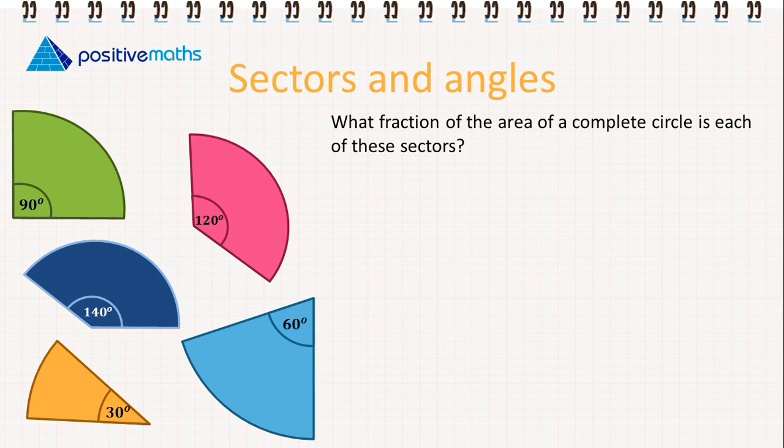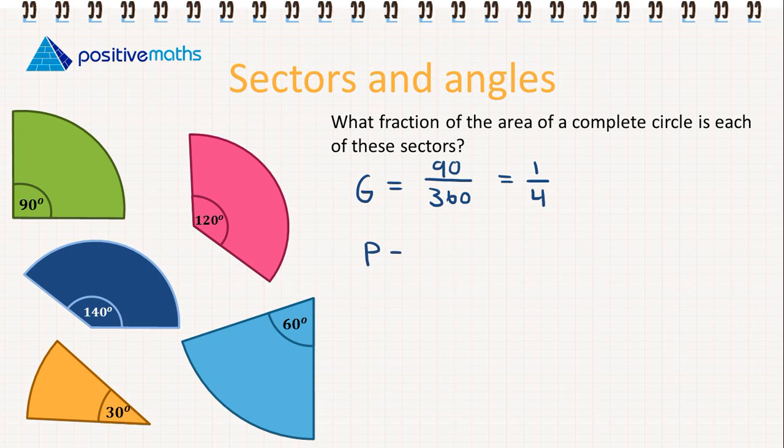So let's talk about the fractions that these sectors make. What fraction of the area of a complete circle is each of these sectors? Okay, so we'll take the green sector first. This is 90 degrees divided by 360. To simplify the fraction, we get 1 over 4. So we can clearly see that this looks like a quarter of a circle. To find the area of this, we would find a quarter of the area of the full circle.